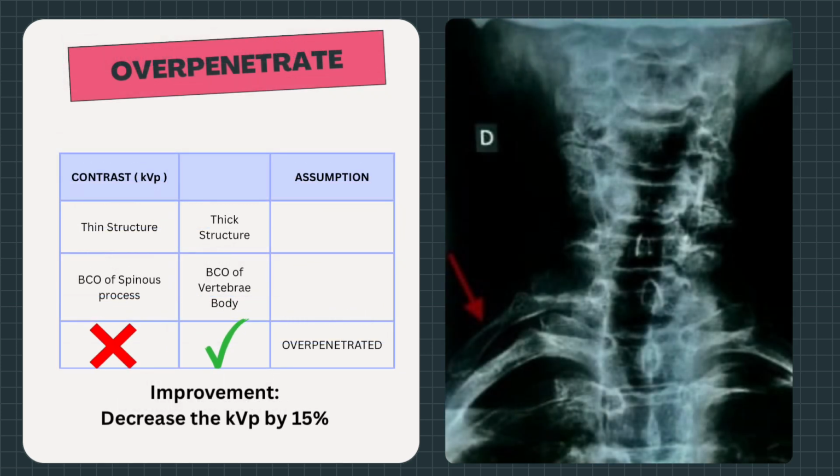Moving to another radiograph, by evaluating the contrast of this radiograph, the BCO of thin structure, which is the spinous process, cannot be seen, and the BCO of thick structure, which is the vertebral body, can be seen. This means the radiograph is overpenetrated, and too much kVp was used. The bony cortical outline cannot be seen clearly. To improve it, decrease the kVp by 15%.